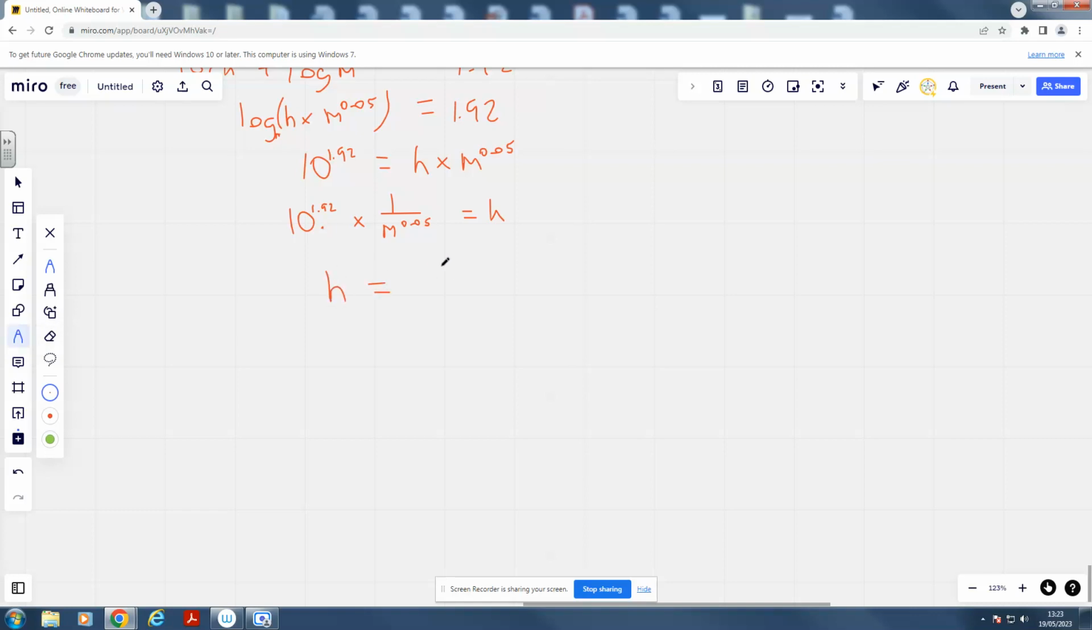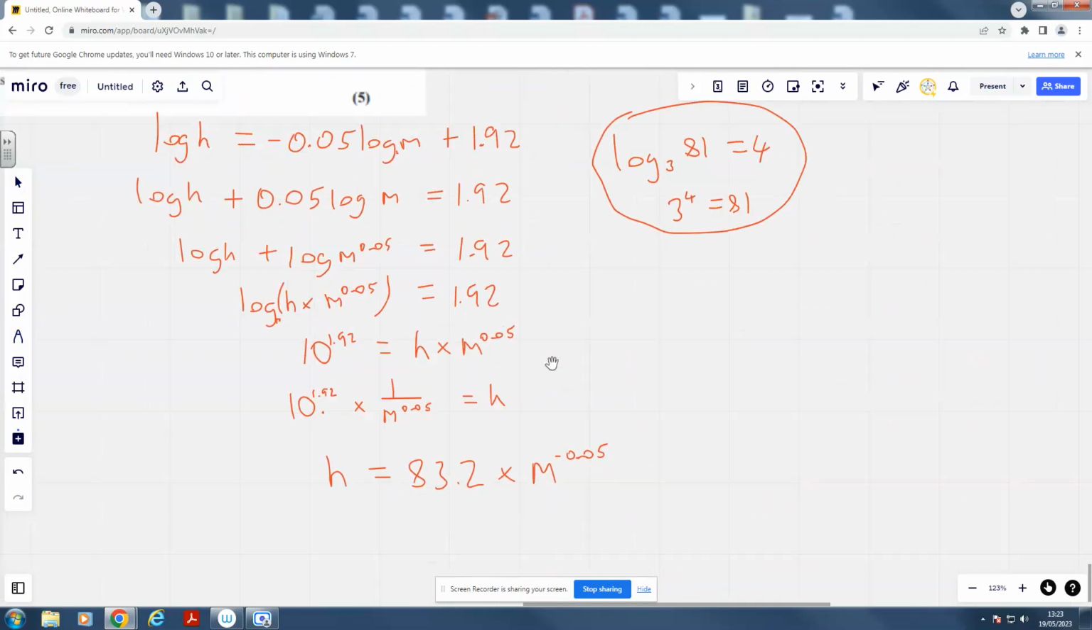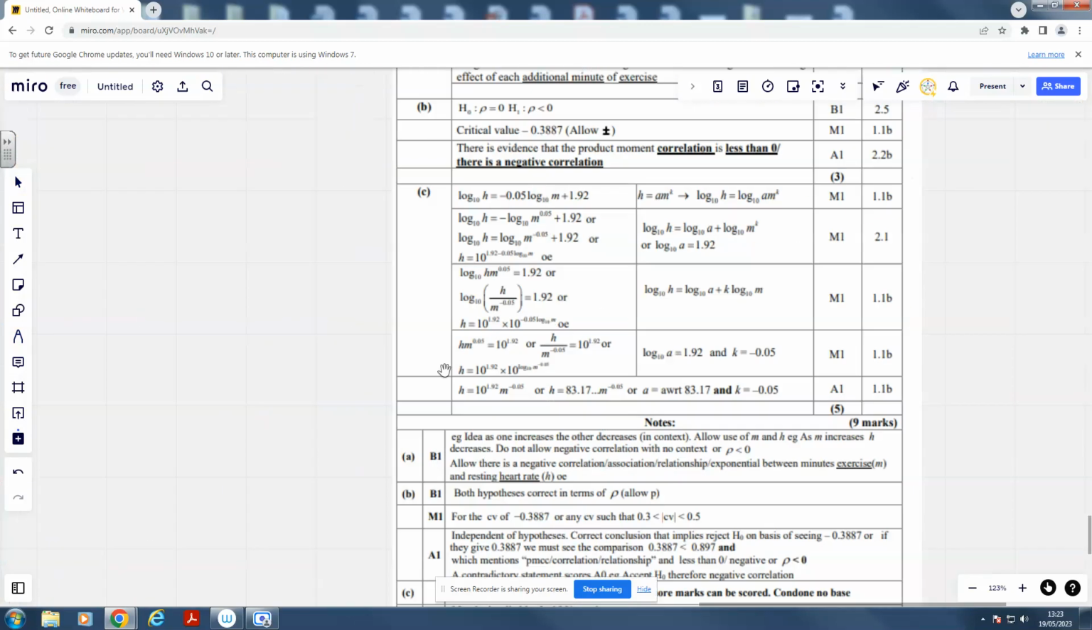So h equals, I'm just going to quickly do 10 to the power of 1.92 on my calculator. That comes to 83.2. Yeah, I'm doing everything to 3 sig fig, times by m to the minus 0.05, and that completes the question. Yeah, I think it does anyway. Didn't ask for anything else. Yeah, got a and k as constants found.